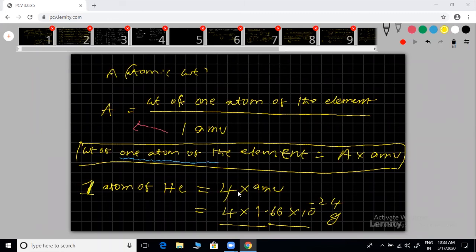At this point you understood. One atom of helium weighs 4 AMU. See, A is equal to atomic mass. I took that into AMU and I am multiplying. Whatever I wrote in the square bracket, I am using that. I am not doing anything new here. Whatever we are discussing in this slide is only going to be applied.